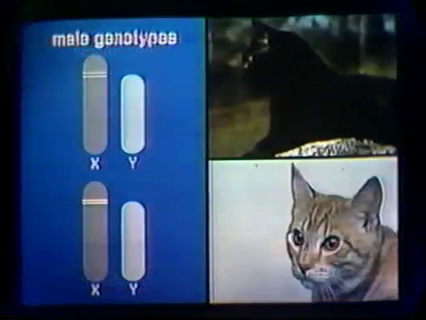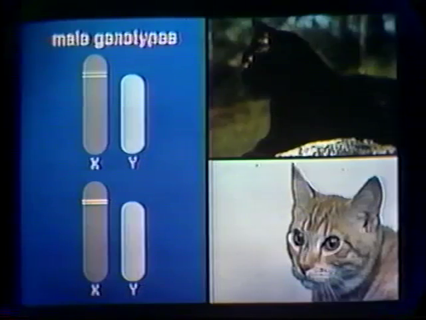Since male cats have only one X chromosome, the genotypes can be one gene, either for black or for orange, but not for both together. The phenotypes can be black or orange, but not tortoiseshell.